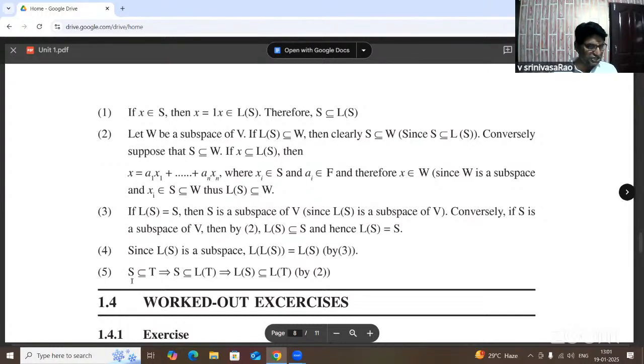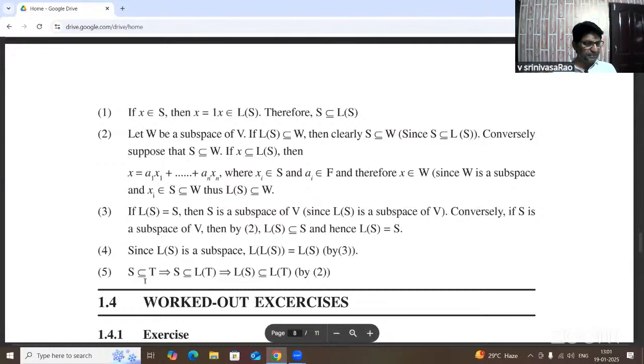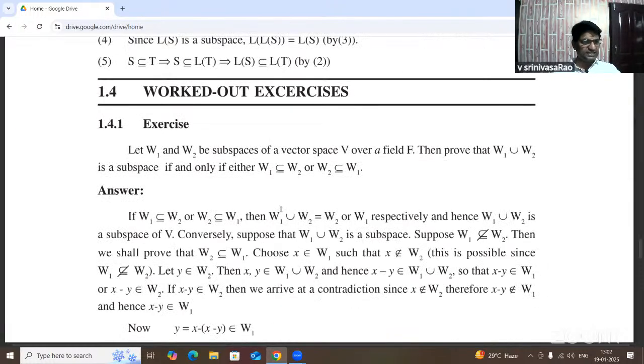Now the fifth condition, S contained or equal to T means one of the subsets is written as a linear combination, the linear span L of T. So L of S contained or equal to L of T by the second condition. Now that is the simple proof of this linear span.